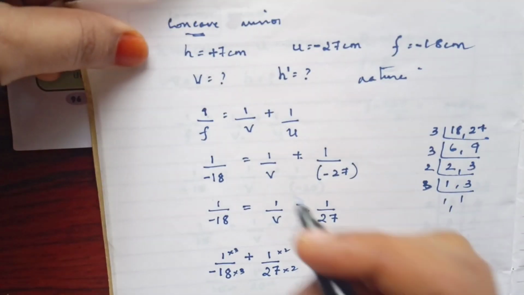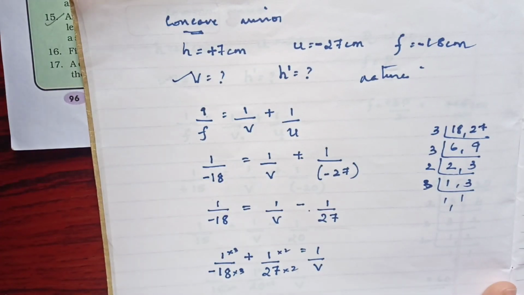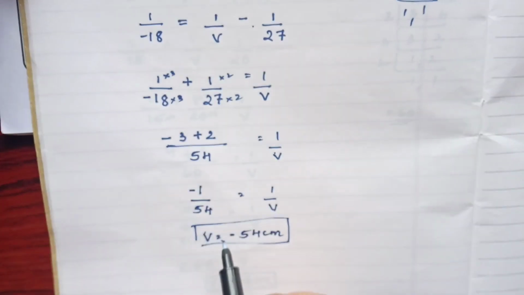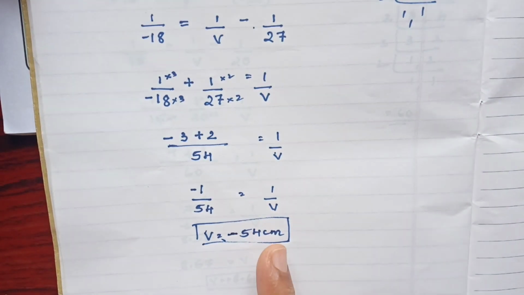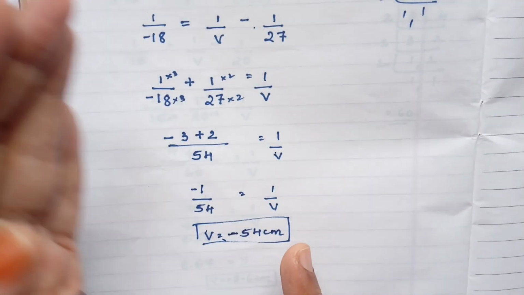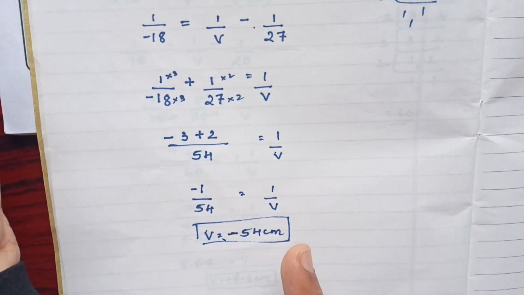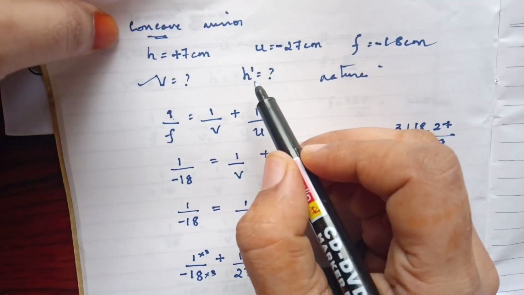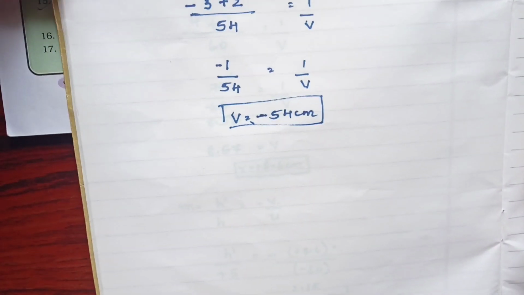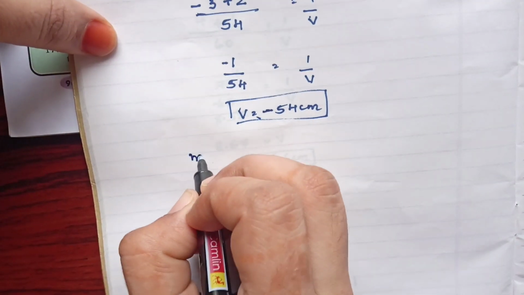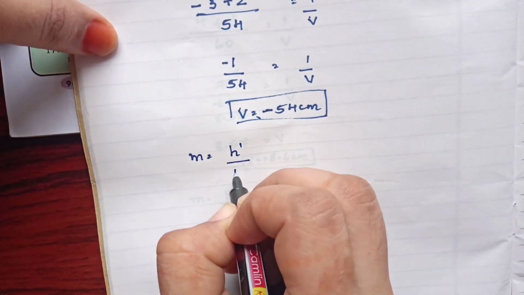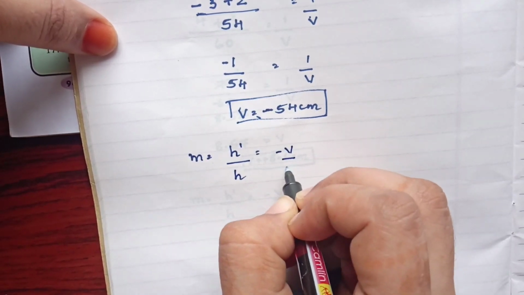I have found my image distance. I need to place my screen at exactly 54 centimeter. See here, this minus is just showing you the direction. Minus means on this side, at approximately 54 centimeter. If you place the screen, you're going to get the image. That is what the minus and plus signs indicate. Next, what I need to find is the height of the image. Again, the same thing. For the mirror, my magnification formula is h dash upon h is equal to minus v upon u.